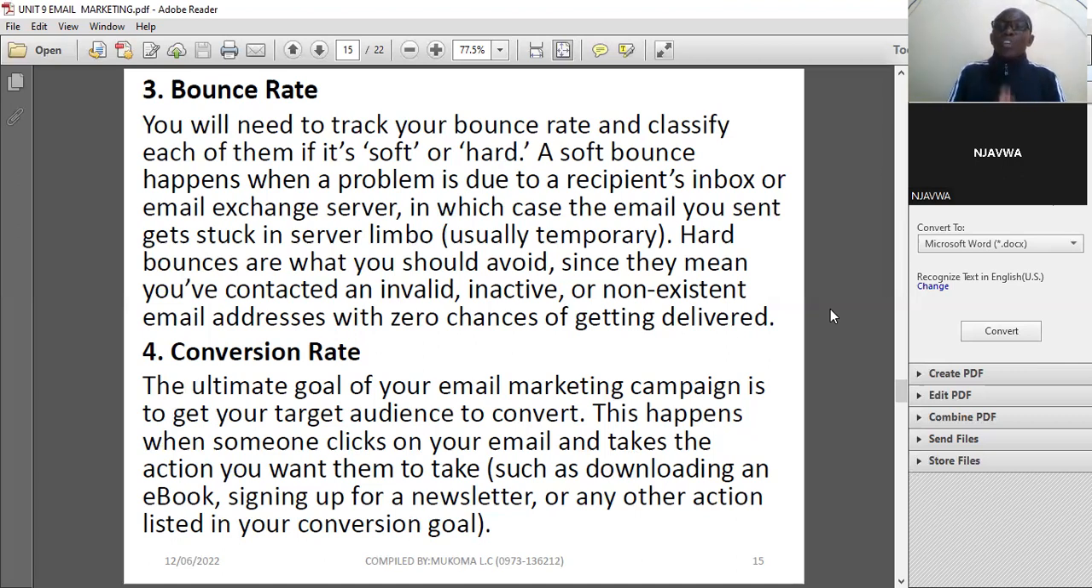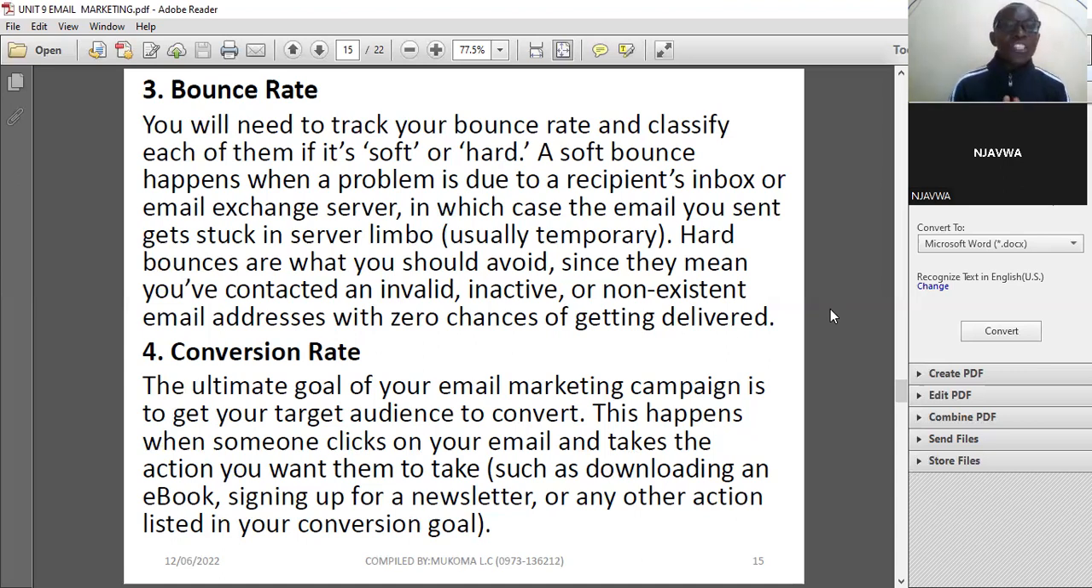So that one, the company, you must avoid. Ensure that you put in correct email addresses, because that is negligence, that is incompetence on your part, as compared to the soft bounce back, which you don't have control over.